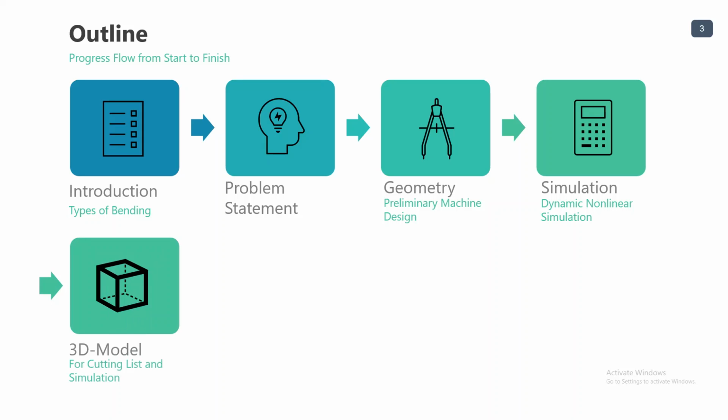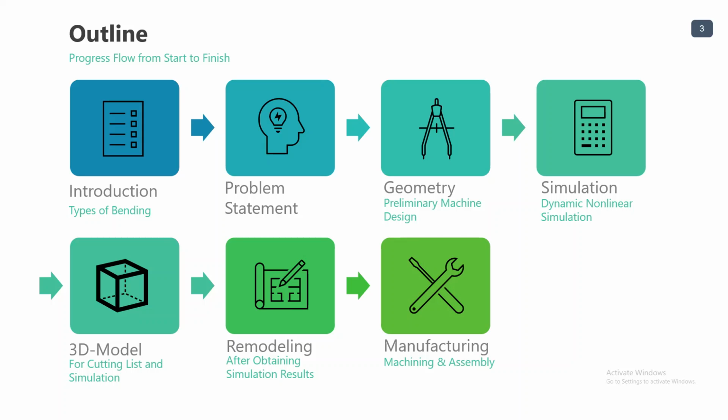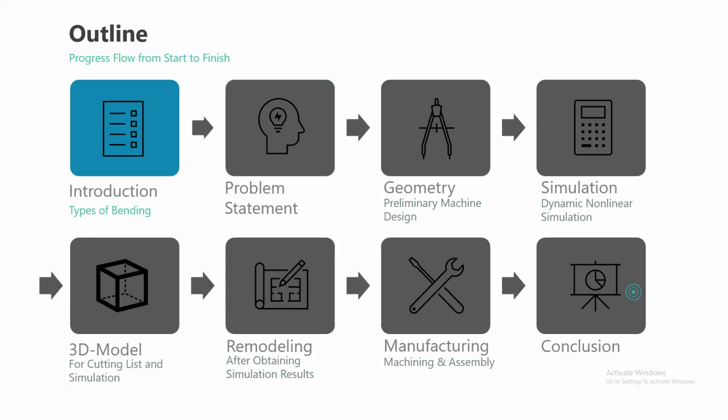5. After obtaining the simulation we used these results to design a 3D model of the machine using SolidWorks. 6. Upon completion a static simulation was done on critical parts of the machine ensuring their safety factor. 7. Later cutting lists and drawings were generated to initiate the manufacturing phase. 8. Finally we are going to end our presentation with a conclusion stating the main findings and results. So let's start with the introduction.